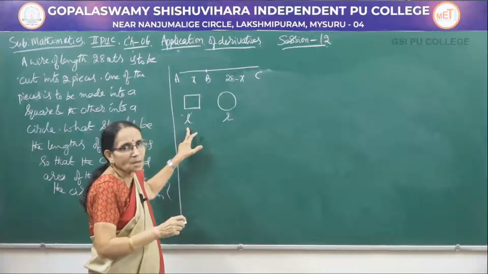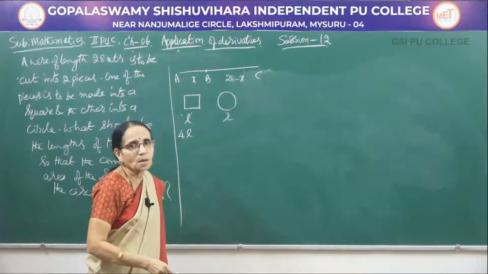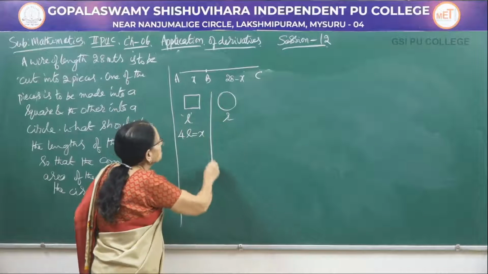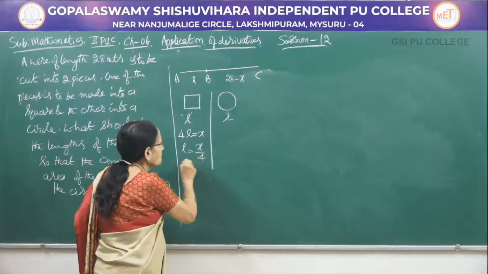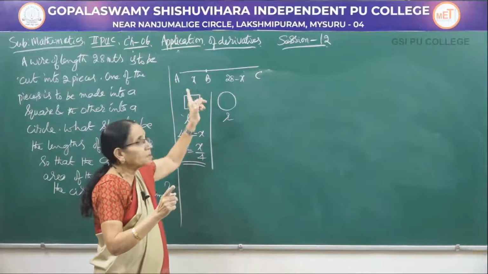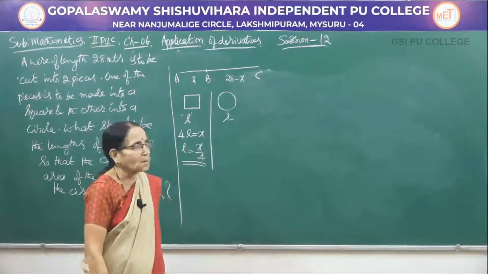When L is the side of the square, what is the perimeter? It becomes 4 times L, L added 4 times. That is equal to x. Isn't it? Therefore, L can be written as x by 4. Why am I writing this? We are interested in knowing the length of x here. When x is known, 28 minus x can be calculated.